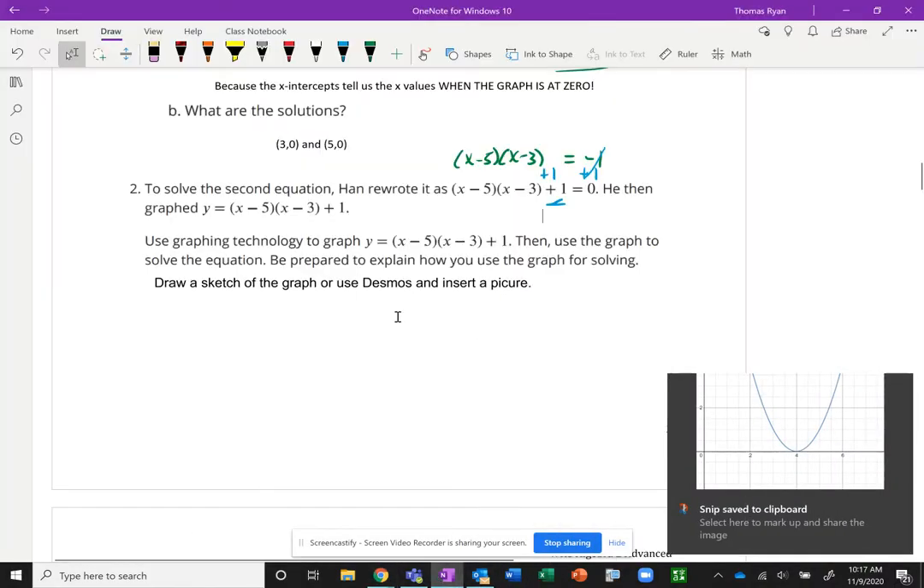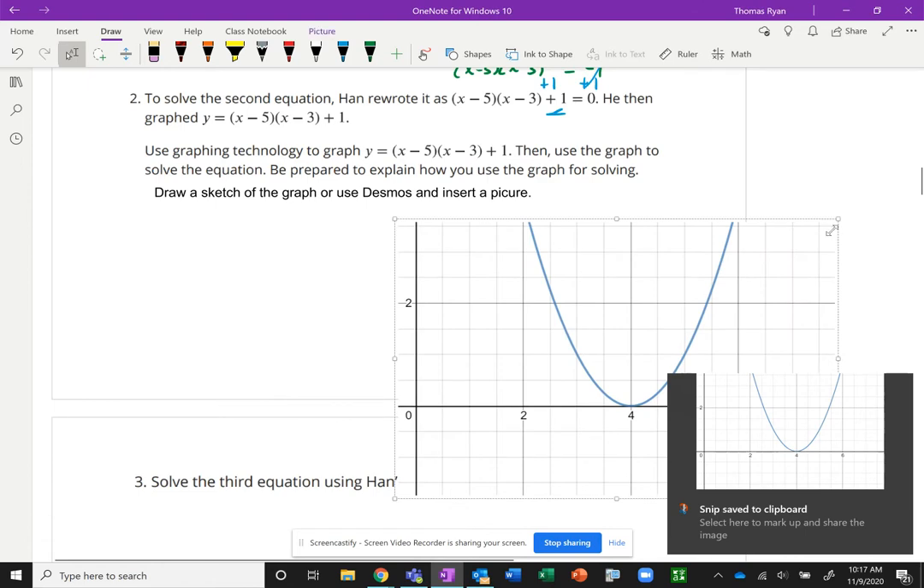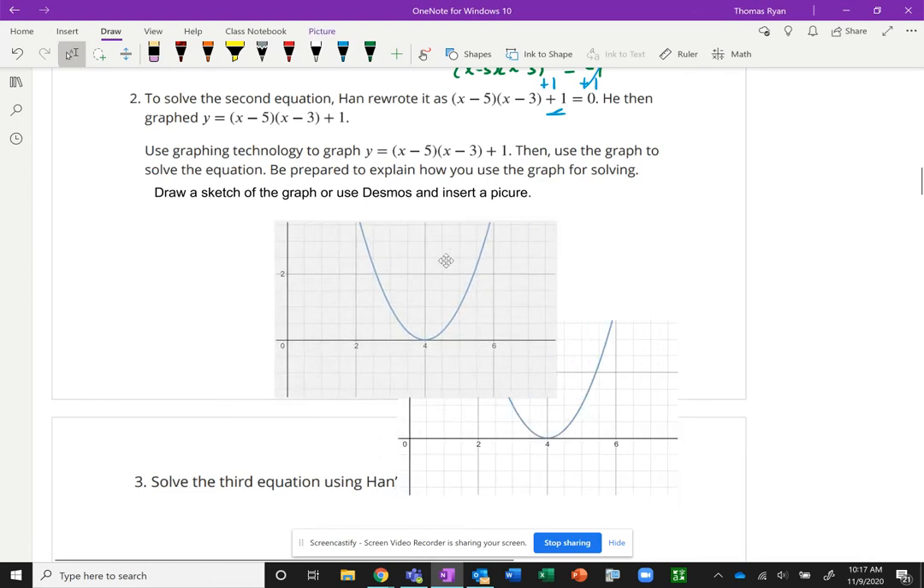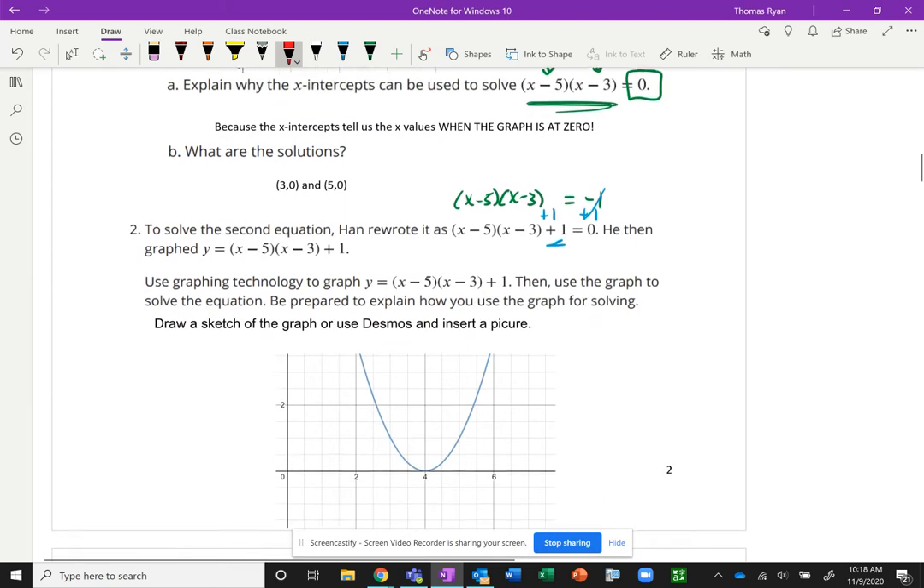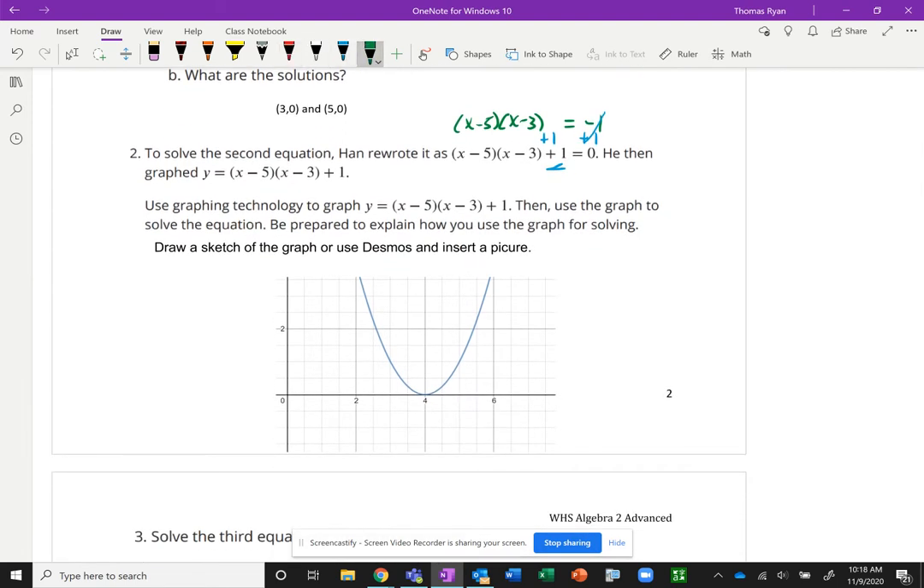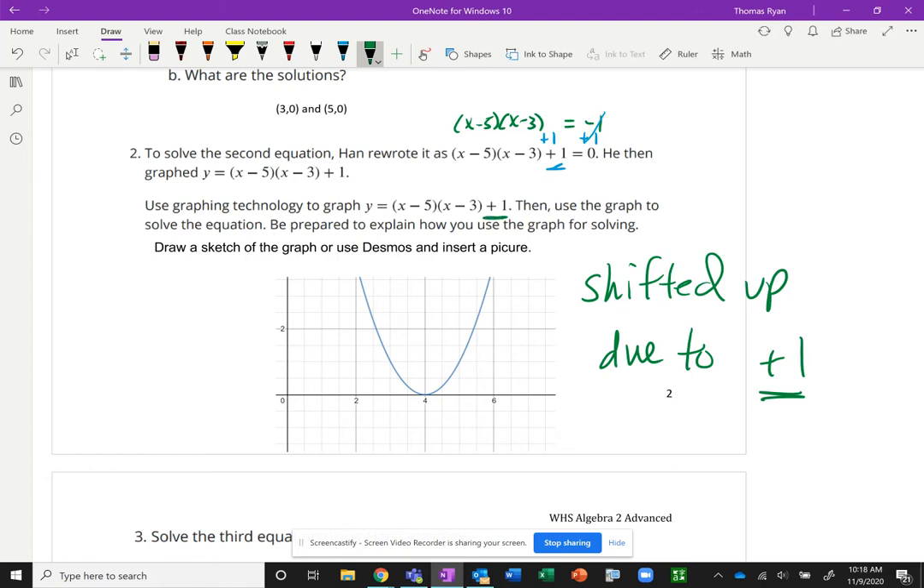Well, hopefully, what we noticed was, look at where the graph was. It kind of dipped down below the x-axis here. And now the graph has been shifted up. That should make sense, hopefully. The graph has been shifted up due to that +1 on the outside of the equation. We know that adding numbers on the outside shifts our graph up or down.